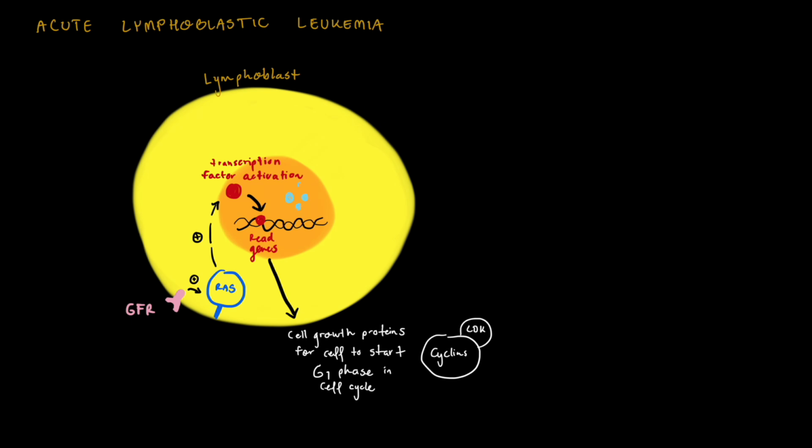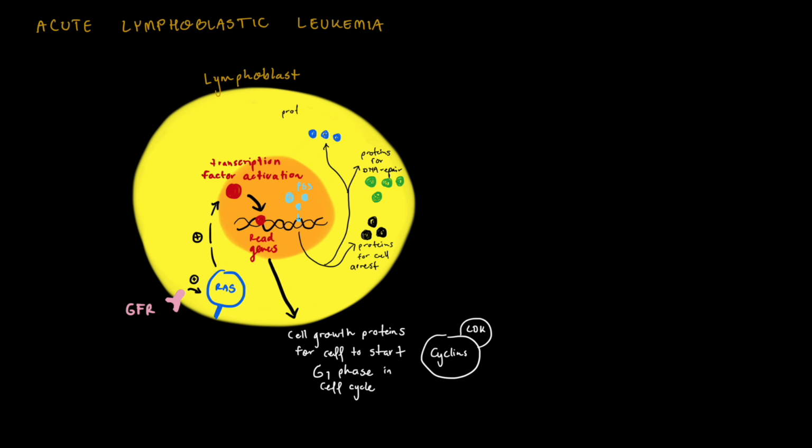Also, we're going to have other types of proteins for cell arrest, so stopping the cell from growing. And also, we're going to have proteins for repairing the DNA that seems to be damaged. And also, we're going to have proteins that can induce apoptosis, so cell death, right?